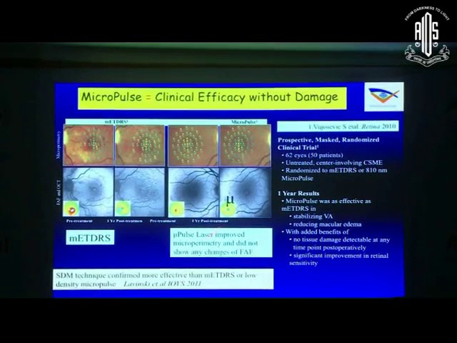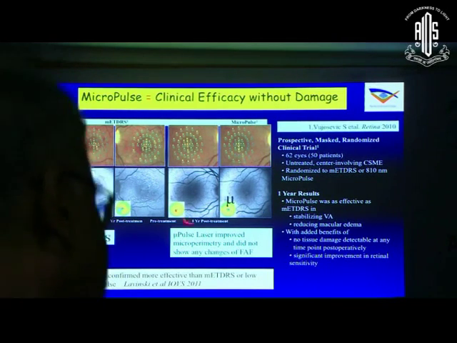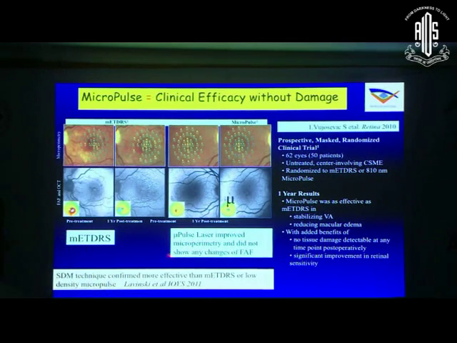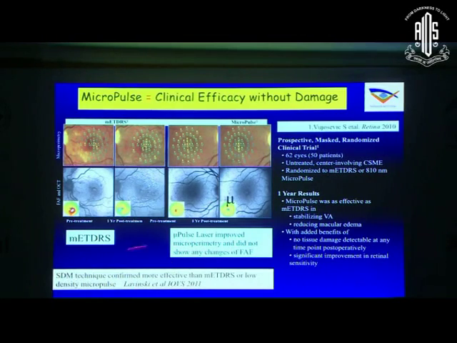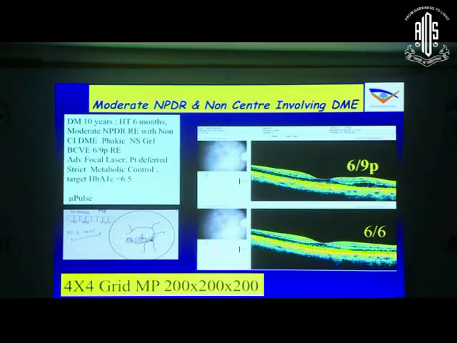And there are various publications now. This was published in Retina, which compared patients with a normal ETDRS protocol versus a micropulse, and they found that the micropulse laser improved microperimetry and did not show any change in the fundus autofluorescence. The same thing was proved by Levinsky et al. Here, this is one of our patients who we treated with micropulse, and you can see here, this was a grid pattern used, 200, 200, 200, and the patient responded extremely well.